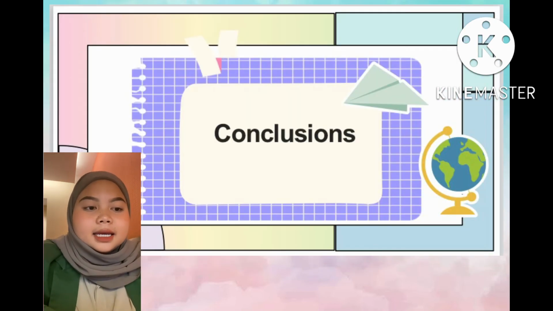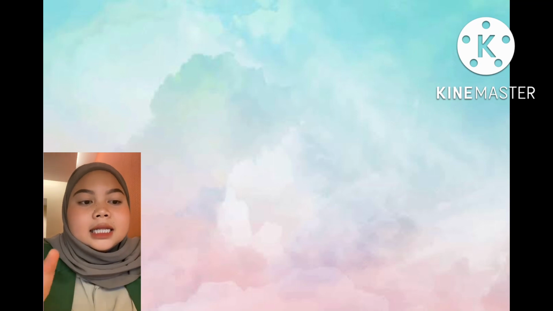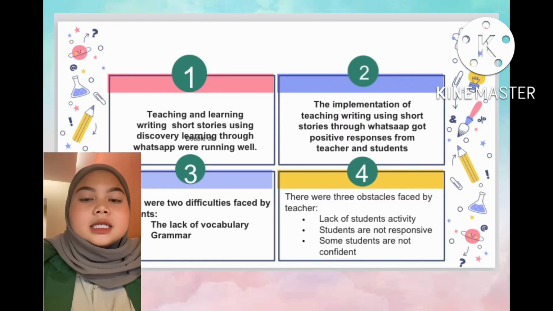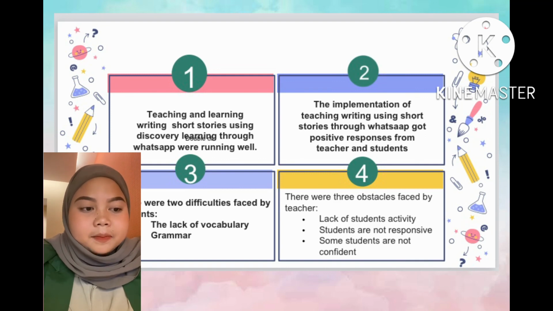The last slide is conclusion. In the conclusion, we can get 1. Teaching and learning writing short stories using discovery learning through WhatsApp were running well. 2. The implementation of teaching writing using short stories through WhatsApp got positive responses from the teacher and students. 3. There were 2 difficulties faced by students, the lack of vocabulary and grammar. 4. There were 3 obstacles faced by the teacher: lack of student activity, students not being responsive, and students not being confident. Okay, that's all my presentation.